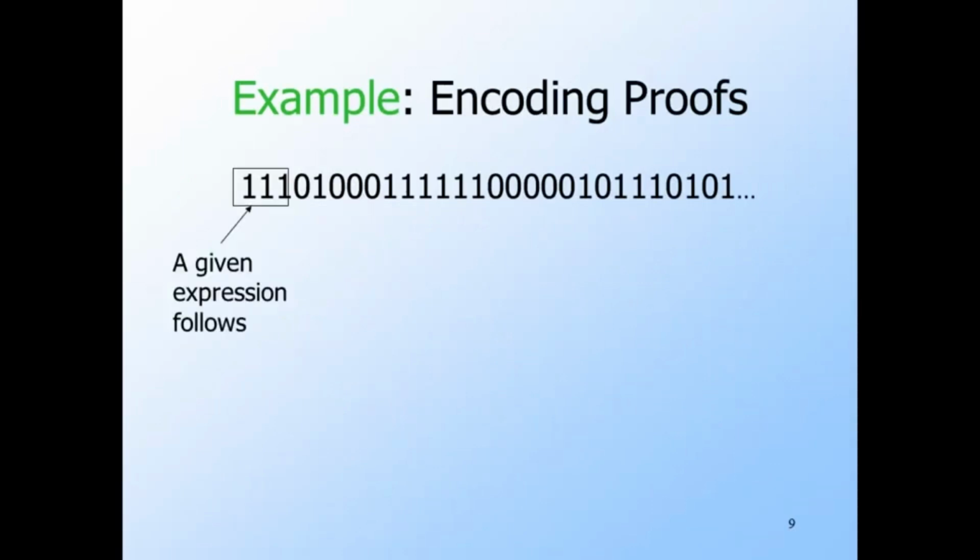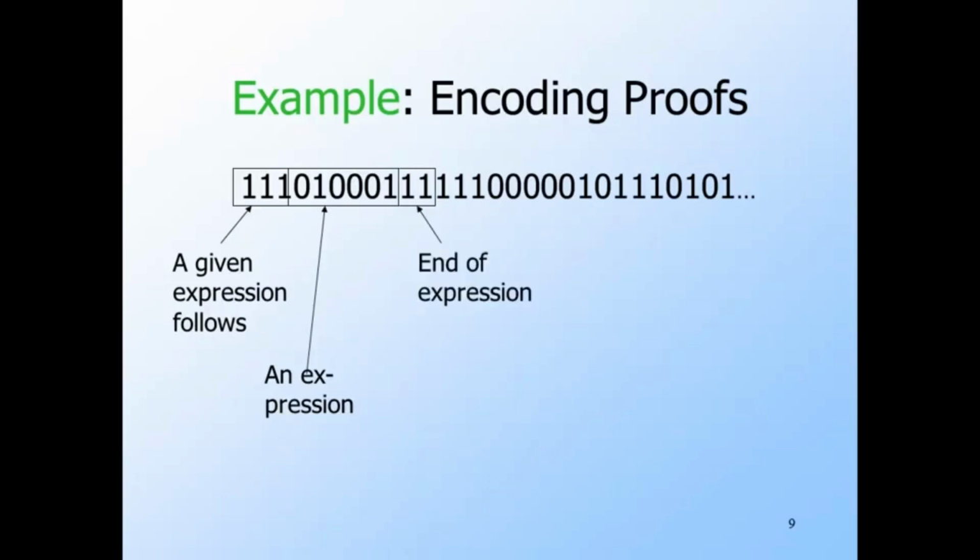The initial 111 can only mean that the expression to follow is a given expression. Here is the expression itself. It was originally 101, but we expanded it with a 0 in front of each symbol. Of course, 101 is too short to really be an expression, since even one Unicode character takes 16 bits, but let's not worry about that. This 11 marks the end of the first expression. Notice that this 1 cannot be part of a special marker, since all expressions without the special markers have even length, and this 1 is the 6th symbol in the expression.